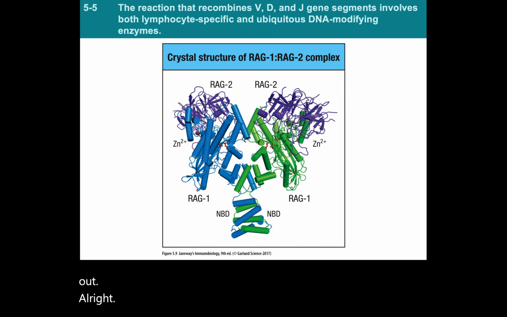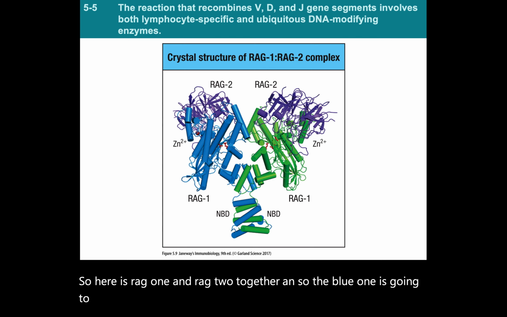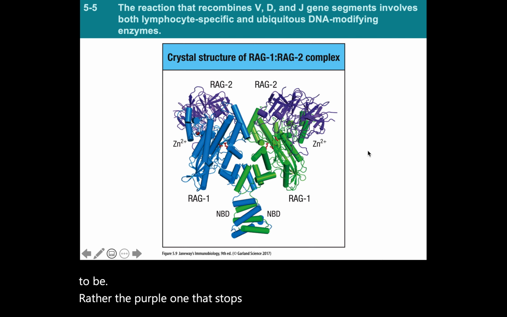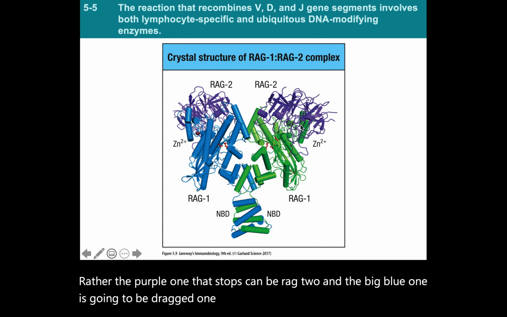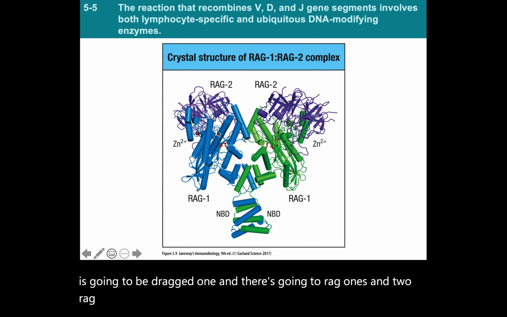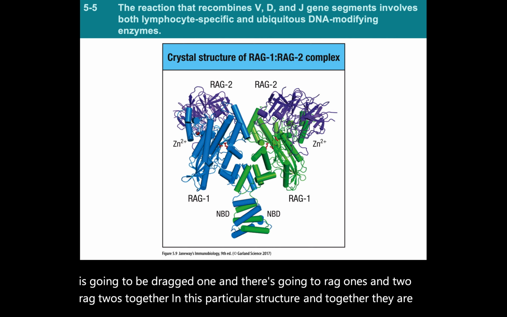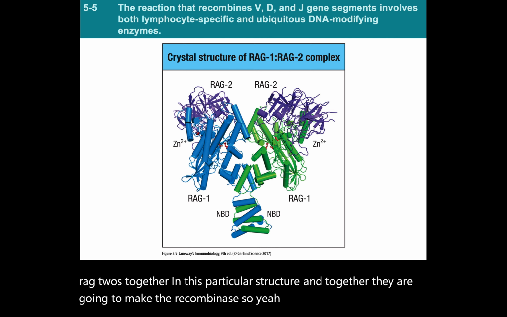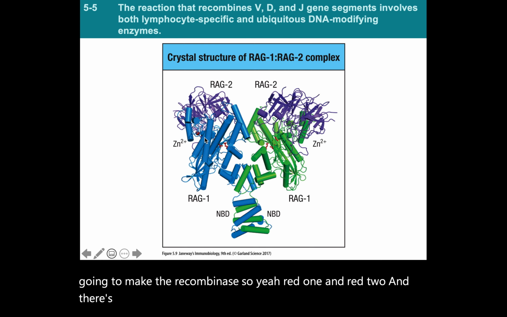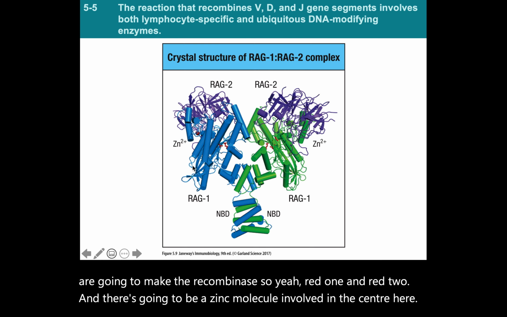So here is RAG1 and RAG2 together. The purple one at the top is going to be RAG2, and the big blue one is going to be RAG1. There's going to be 2 RAG1s and 2 RAG2s together in this particular structure. And together they're going to make the recombinase. And there's going to be a zinc molecule involved in the center here that helps hold everything together.